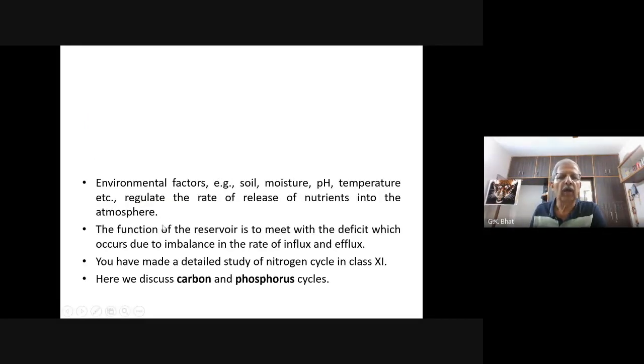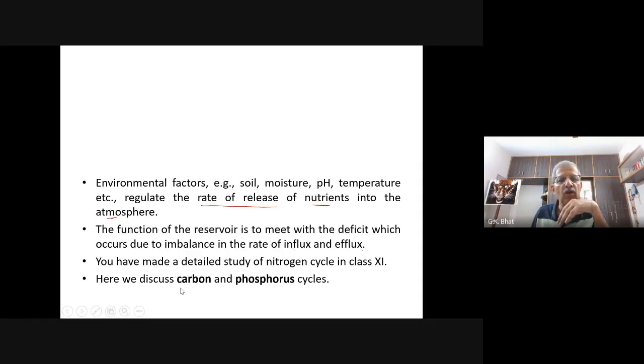Environmental factors, for example soil moisture, pH, temperature, etc., regulate the rate of release of nutrients into the atmosphere. The function of the reservoir is to meet the deficit which occurs due to imbalance in the rate of influx and efflux. Whenever it is less, the nutrient from the atmosphere enters the body of the organisms. Whenever more, it comes back.